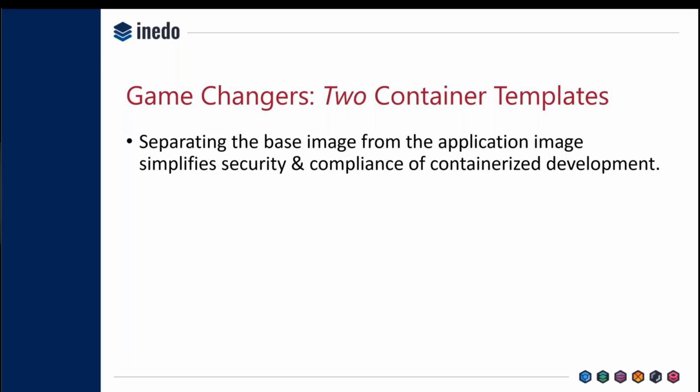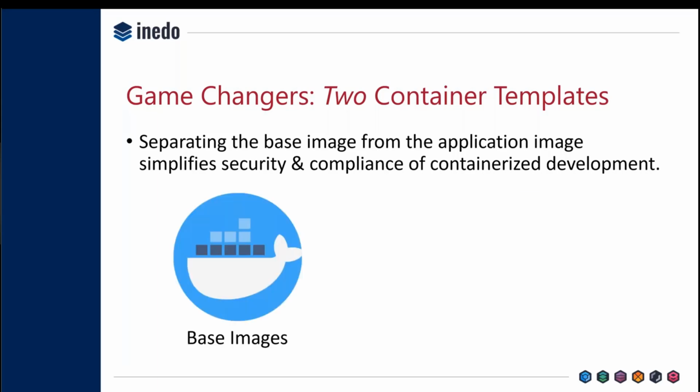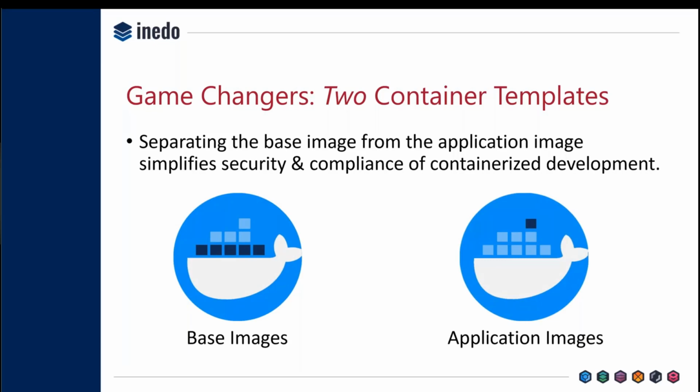And we do that by having two different application templates, one for your base and one for your application image. With the base image, what we're trying to have there is really everything you need to run your application. The problem with base images today is right now there's a ton of them on Docker Hub. And like I said, it's hard to figure out which one you should use.